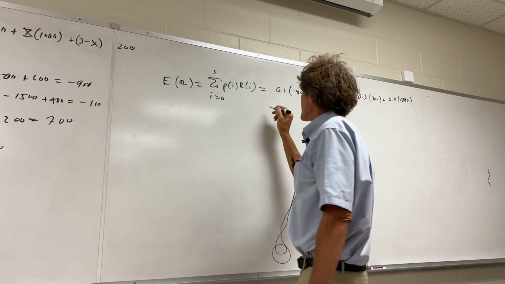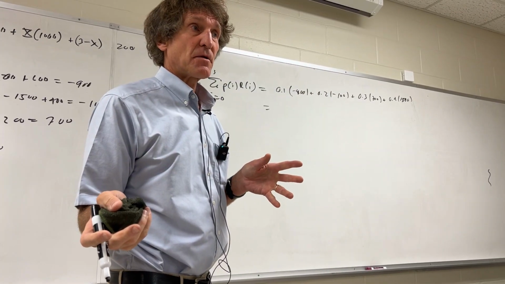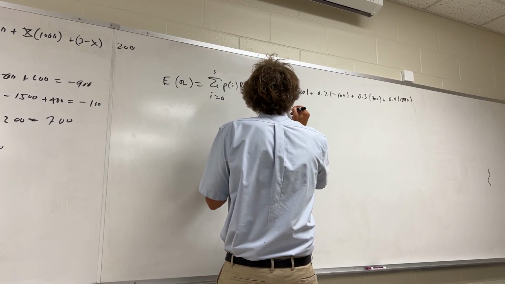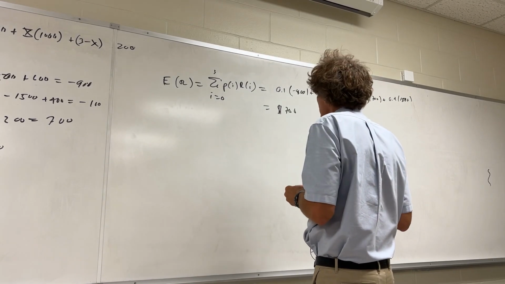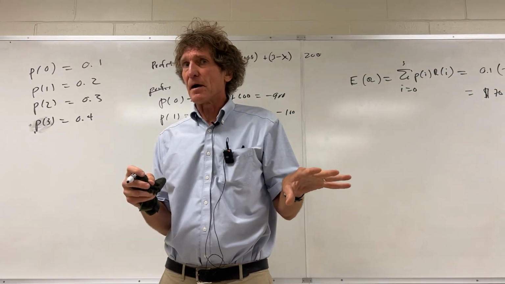What is the expected return on investment? $700, is that right? All right, $700. You can do this. Yeah, that's right, $700. Now, is there a second part to that one or not?